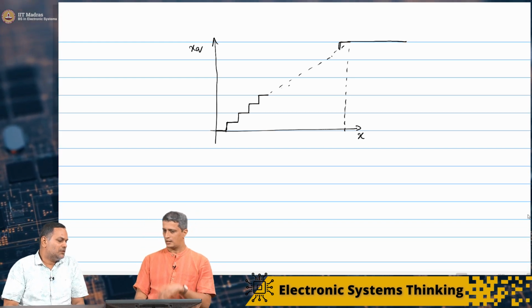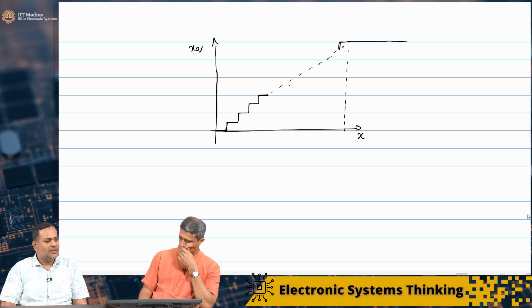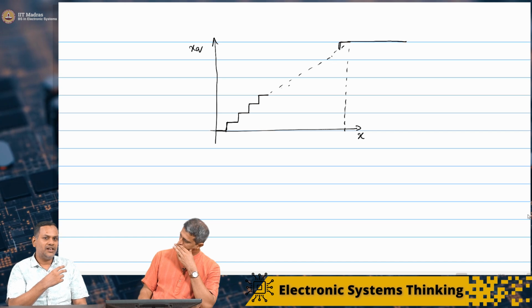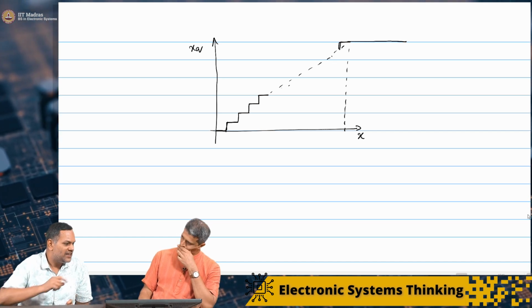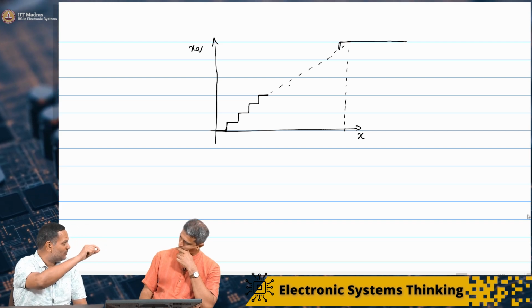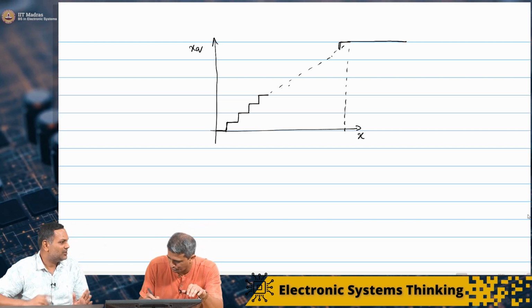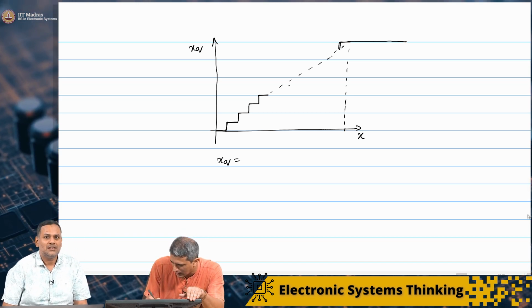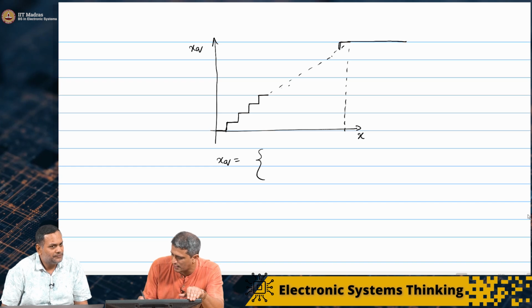What I need to do is, I have my x value. For each and every x value, I need to come back to this graph, find out what value corresponds to that, and output that. That's what I want to do.